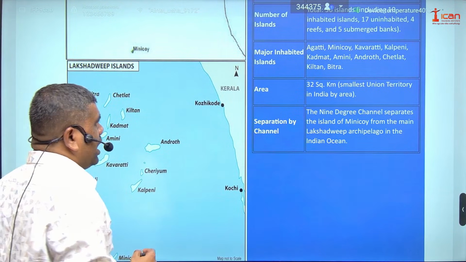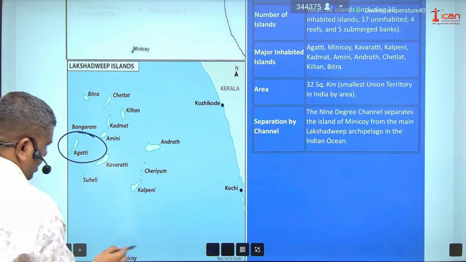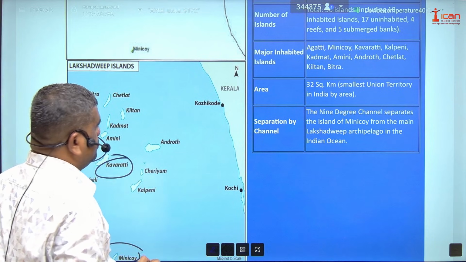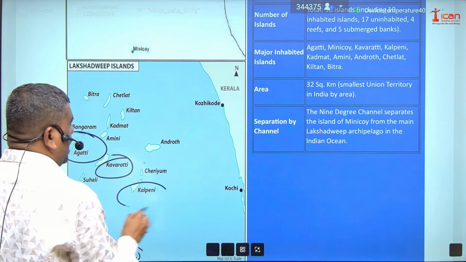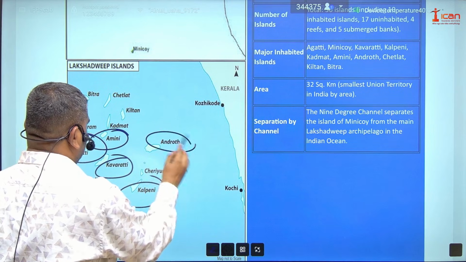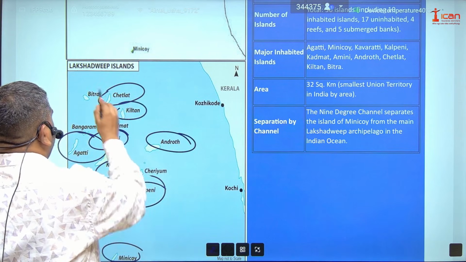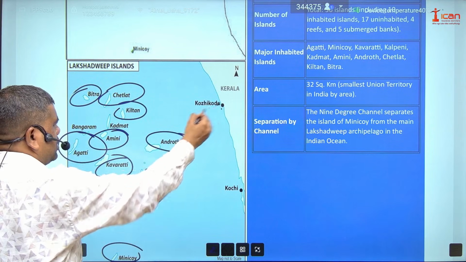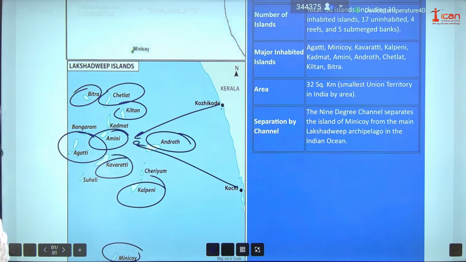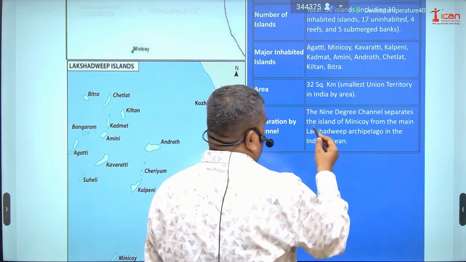Let us look at the major islands. So the first is Agatti, then we have Minicoy, Kavaratti is here, then Kalpeni, Amini, Androth, Chetlet, Kilton, Bitra. These are all major islands. So from, if you see Kozhikode or Kochi, these are the places from where they will come to this island. Now what does the 9-degree channel separate?